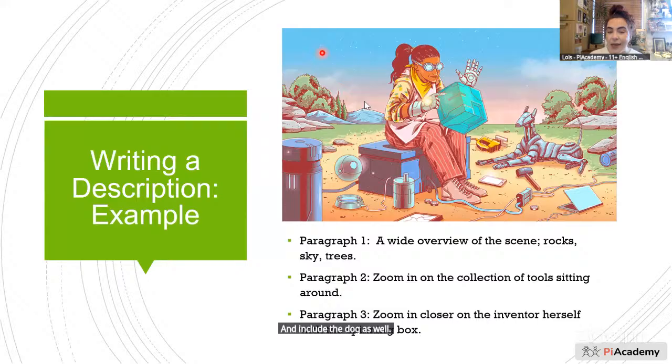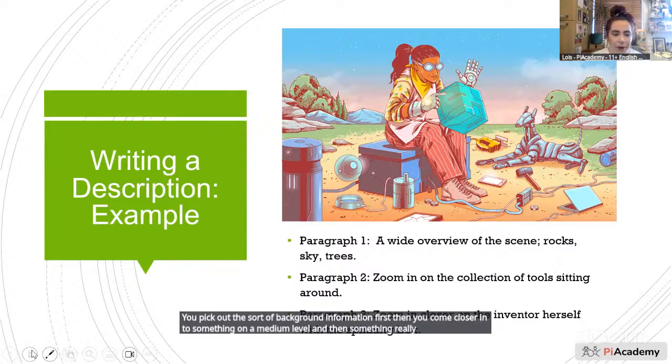Okay, so that is one way you can structure a description using an image to help you. You pick out the sort of background information first, then you come closer in to something on a medium level, and then something really specific for paragraph three.